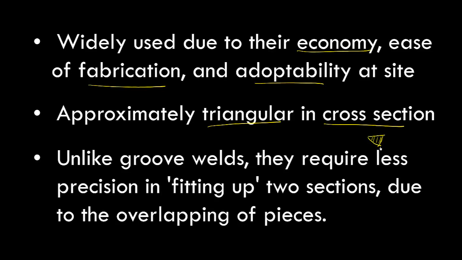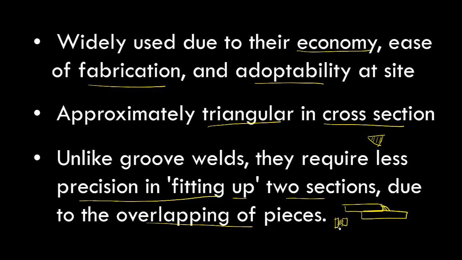Unlike the groove weld that we will discuss soon, they require less precision in fitting up, due to the overlap of the pieces. In the case of a fillet weld, you have one piece and another piece, and you can do some kind of fillet welding. That's why it does not require much precision, because you simply weld in this region. But if you see a groove weld, in that case you require more precision in fitting up of the material, because you have to fill the material between this gap, and that's why you require more precision when you are doing a groove weld.